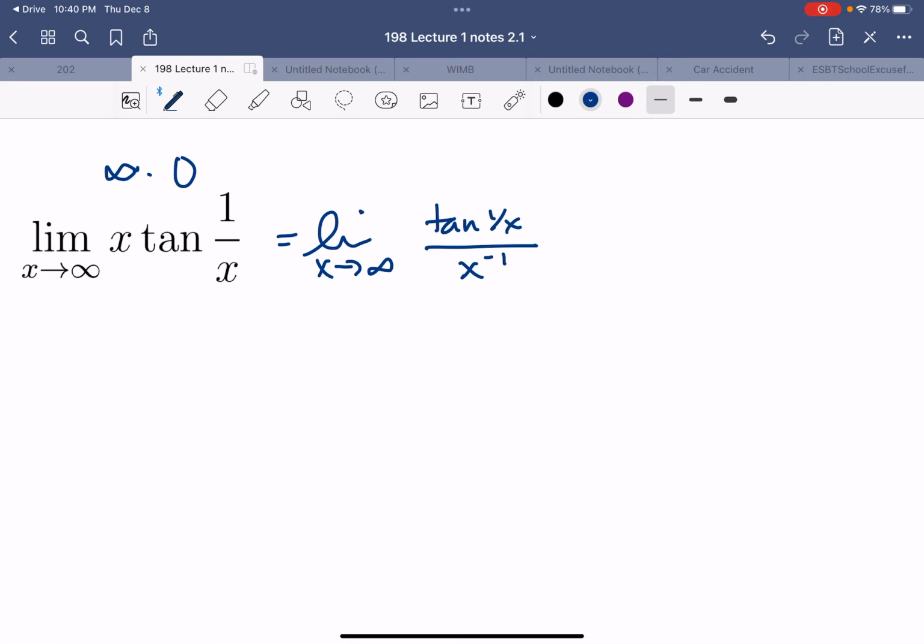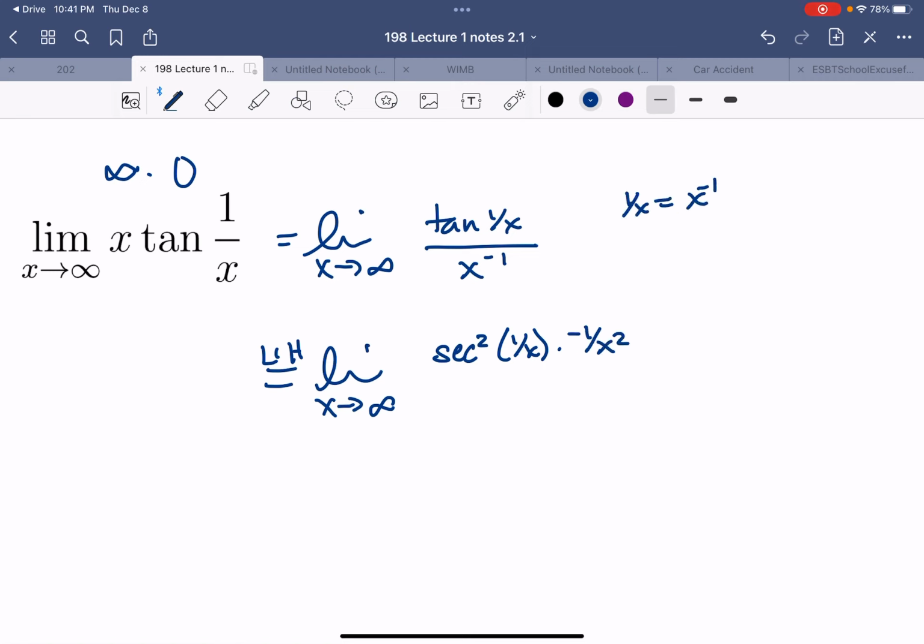And so then by L'Hopital's rule, we get the limit as x goes to infinity of the derivative of tangent x, which is secant squared of 1 over x. But don't forget chain rule, you've got to multiply by the derivative of 1 over x, which is negative 1 over x squared. Right? 1 over x is x to the negative 1, so it's negative x to the negative 2, or negative 1 over x squared. Same thing on the bottom. The derivative again there is going to be negative 1 over x squared, which, notice, these two pieces are going to cancel out.